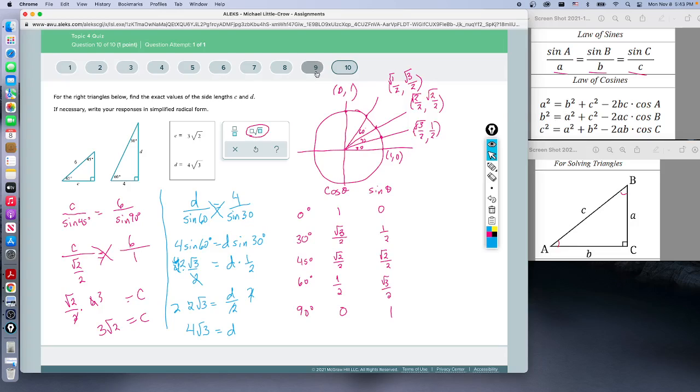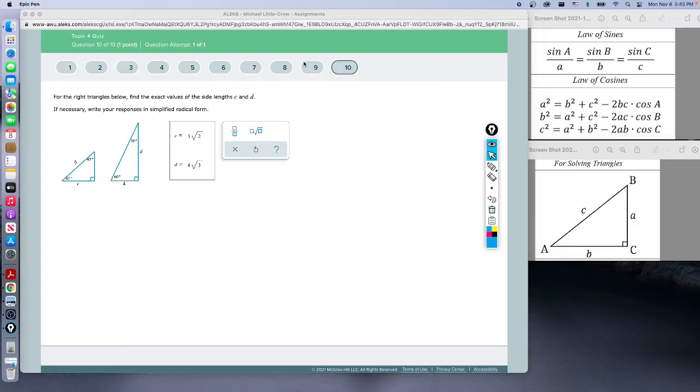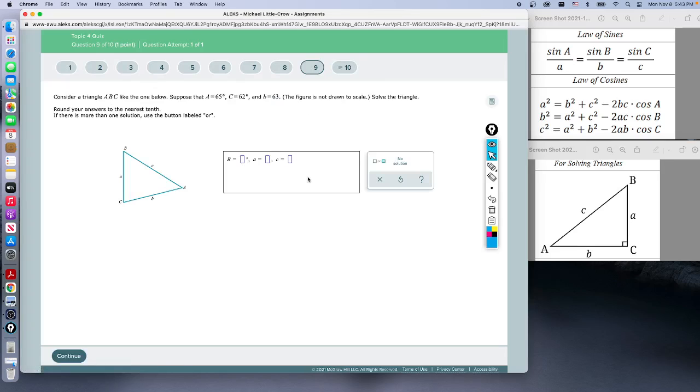Okay, so now let's take a look. Let me clear this. Let's take a look at number 9. We're kind of going to go backwards through this and look at several different options. Actually, I'm going to do the law of sines. When we get to the couple that need law of cosines, I'll do a separate video.